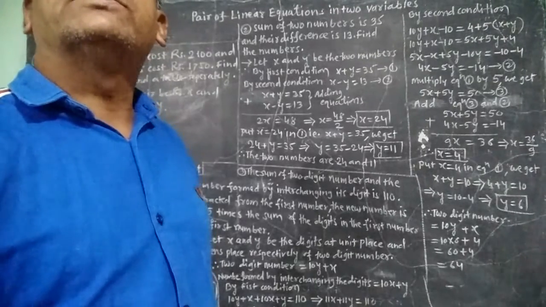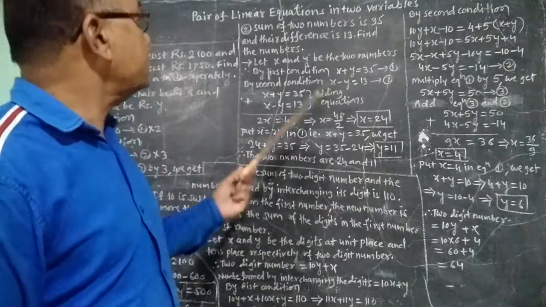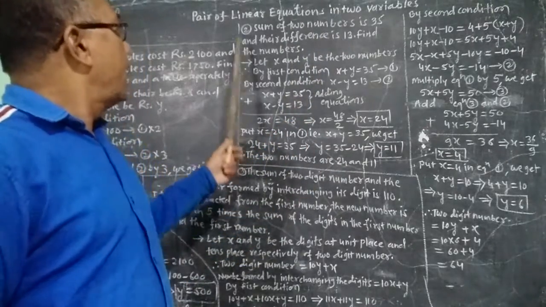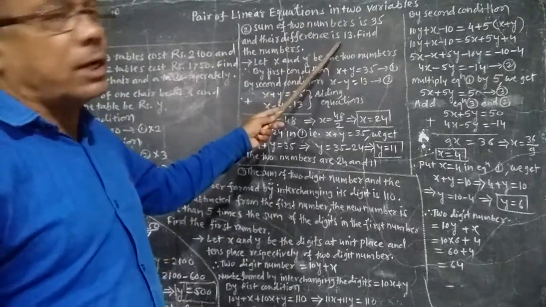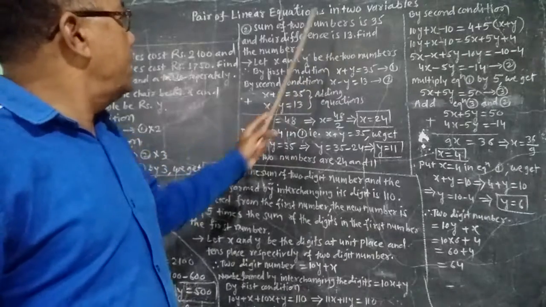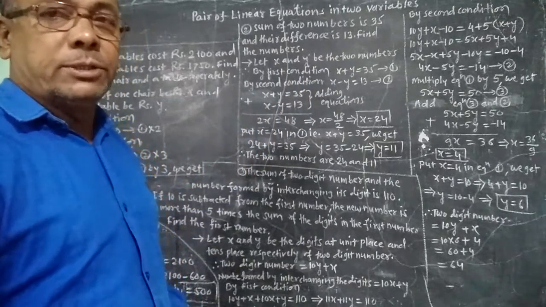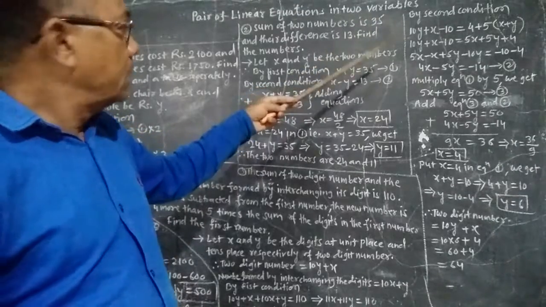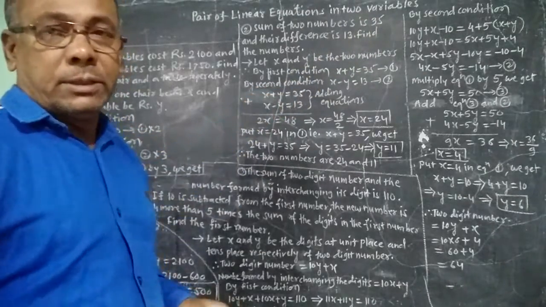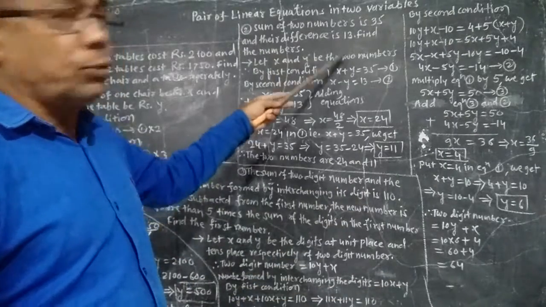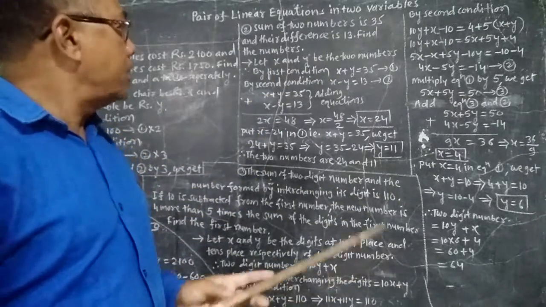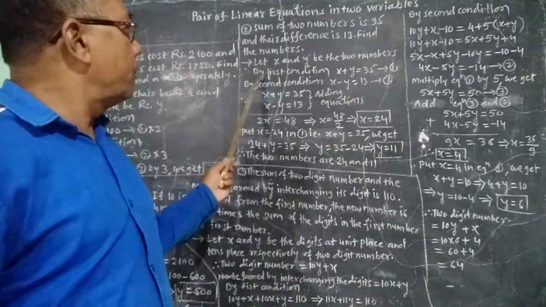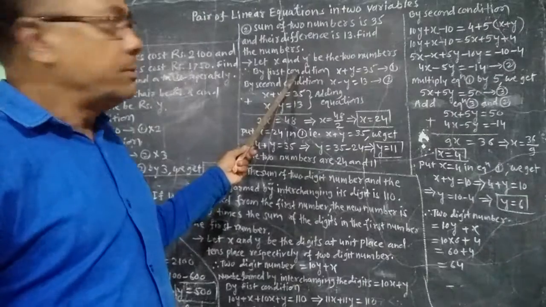Here it is given that the sum of two numbers is 35 and their difference is 13. Find the numbers. Means if the sum of the two numbers is 35 and the difference of the same numbers is 13, then find the numbers. Let x and y be the two numbers. We don't know the numbers, so we have assumed x and y.